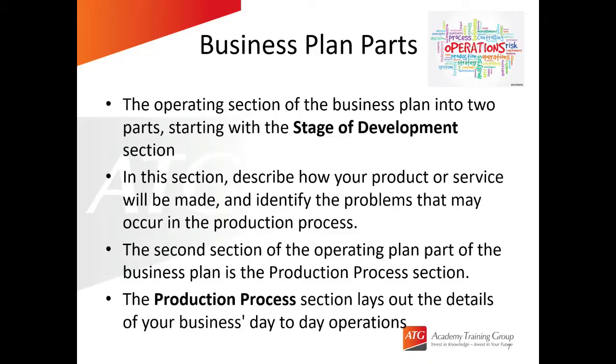The business plan parts. The operating section of a business plan is in 2 parts, starting with the stage of development section. This section will describe how your product or service will be made, as well as identify the problems that may occur in the production process. The second section of the operation plan of the business plan is the production process section. The production process section lays out the details of your business's day-to-day operations.